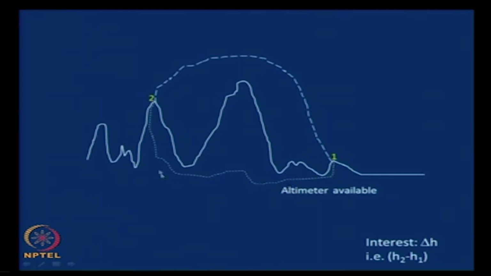This route where the altimeter was available gave us a means of measuring. Similarly, we would have various paths in thermodynamics between two states, and one of those paths would have some easy way of measuring the difference in the state variable values between these 2 points. This was one important aspect.